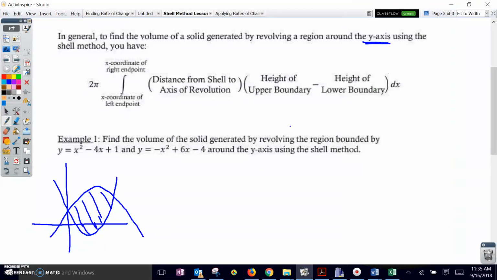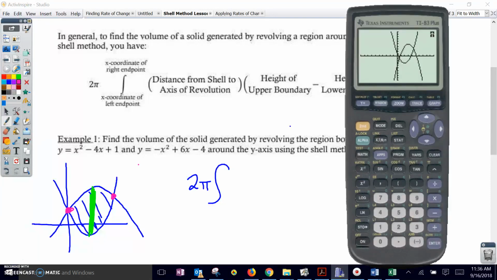Now, I mentioned that the big difference between this and the disk and washer method is that our strips are going to be parallel to the axis of rotation instead of perpendicular. So I've drawn in a sample strip to develop this. In order to find this volume, we're going to take 2 pi times the integral from the left endpoint of the region to the right endpoint. So we can go ahead and find those points of intersection now. And those are going to be in terms of x. When we're using the shell method, the variable that appears in our integrand and in our limits of integration is the opposite of the axis of rotation.